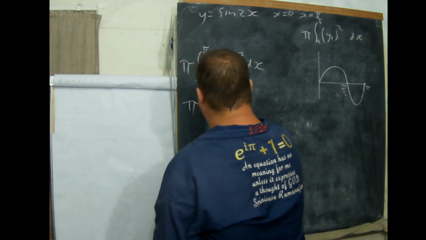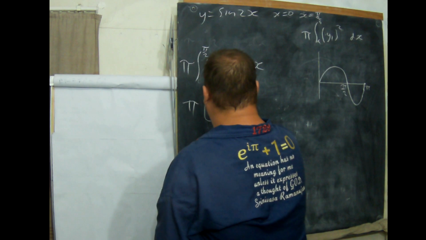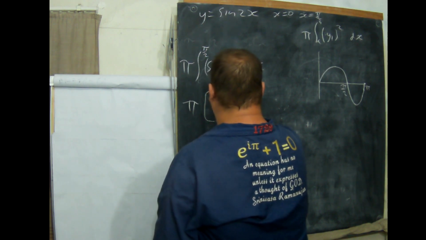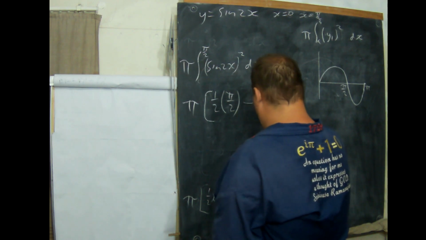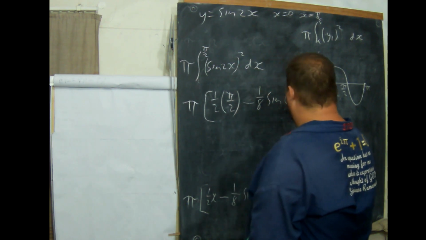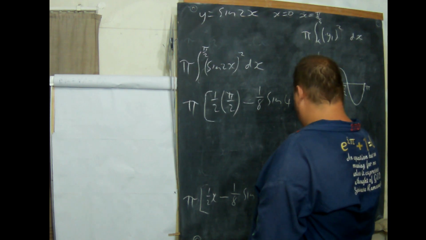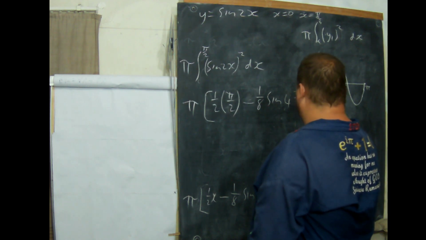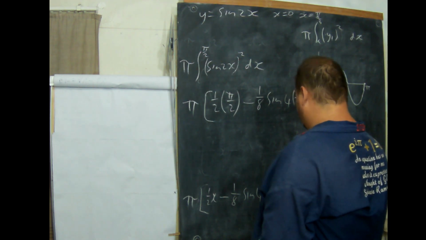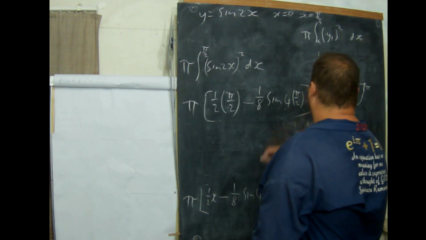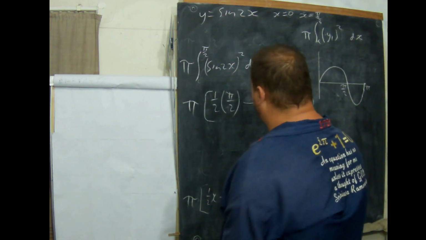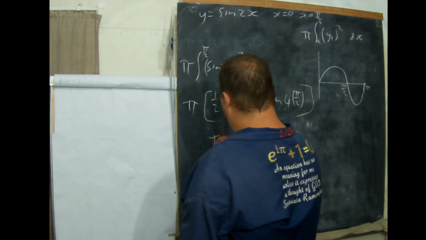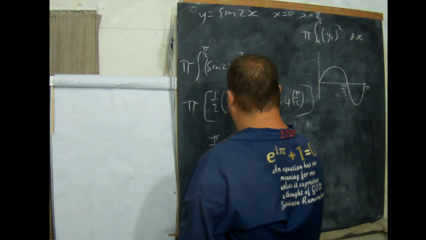Pi times a half, pi over 2 minus 1/8 sine 4 to the pi over 2, yeah, in a bracket. Now, what we have is pi over 4 minus 1/8.